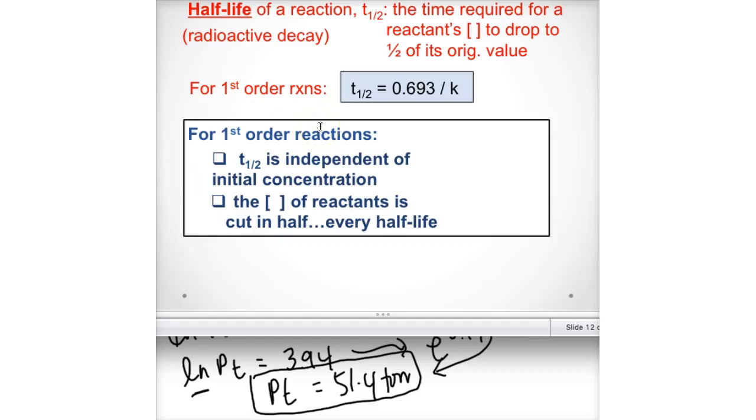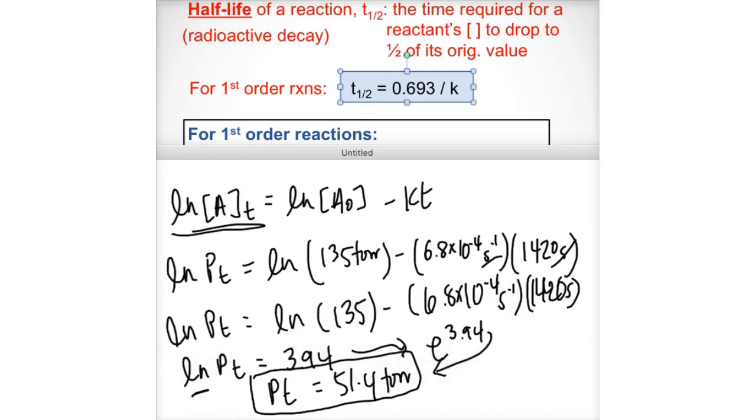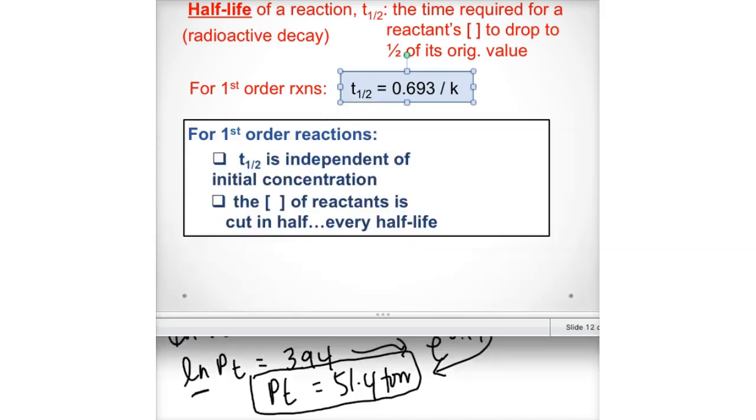Just something real quick, if they ever ask you for the half-life, you just use this equation right here. So the half-life is equal to 0.693 divided by the rate constant. So if you have the rate constant, you can plug it in here and find the half-life. So what is the half-life? The half-life is the time that is required for half the substance to disappear. Okay, so that is a half-life for a first order reaction. It doesn't matter what the concentration is, the half-life will be the same for that substance.